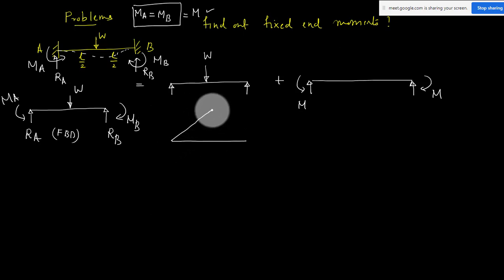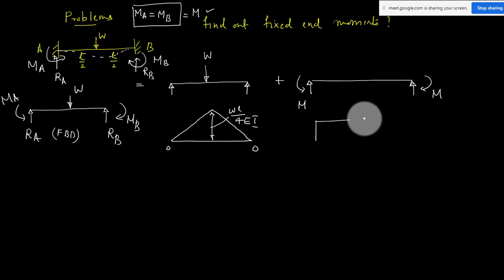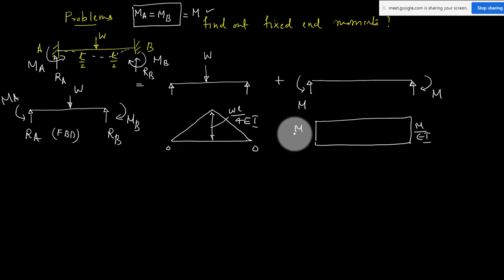So now you can draw the M by EI diagram, the moment diagram, for this beam. Very simple, W is acting at the center, L by 2. So this value will be WL by 4, and if you are drawing the M by EI diagram, it is WL by 4EI, and here I have 0 and here I have 0. And what is your moment diagram for this case? We have a simple beam and we have two end moments. So this moment diagram is M throughout. It is M by EI, and it is also M by EI at both ends.